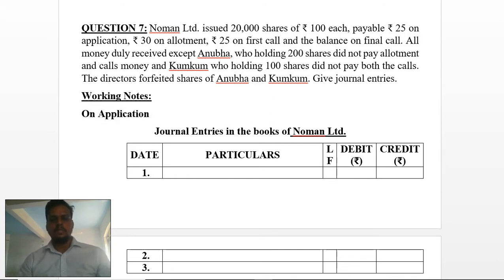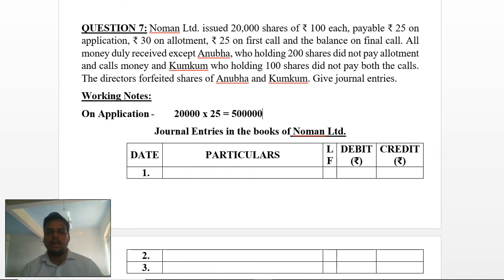On application, the amount received is for 20,000 shares at 25 rupees. Here I'll do the amount directly, so it will be easy. 25 twos are 50, then 1, 2, 3, 4, which means 5 lakh rupees has to be received on application.